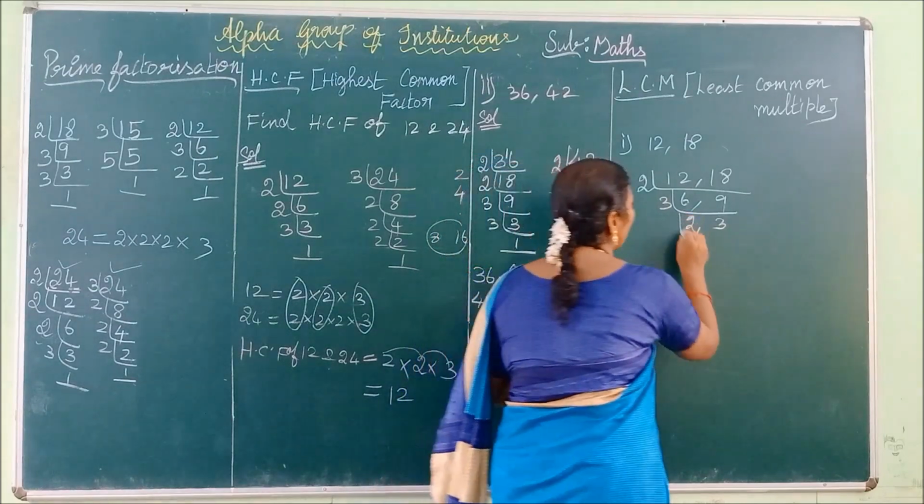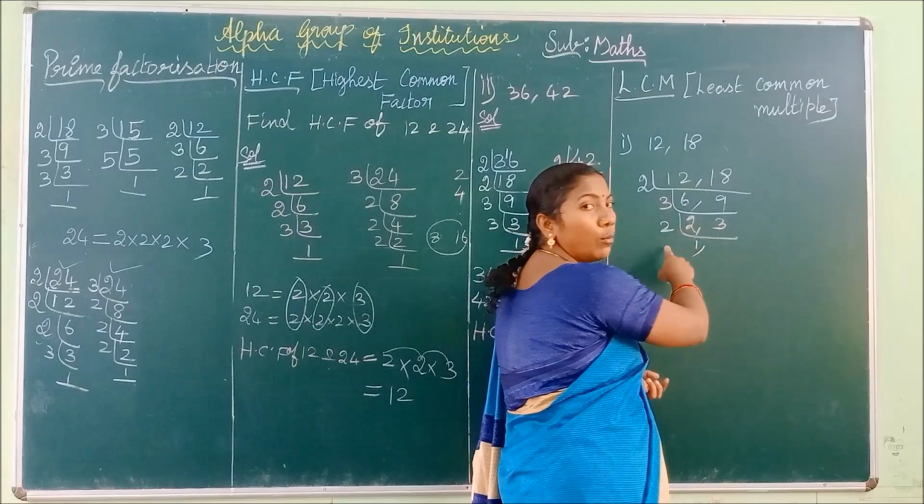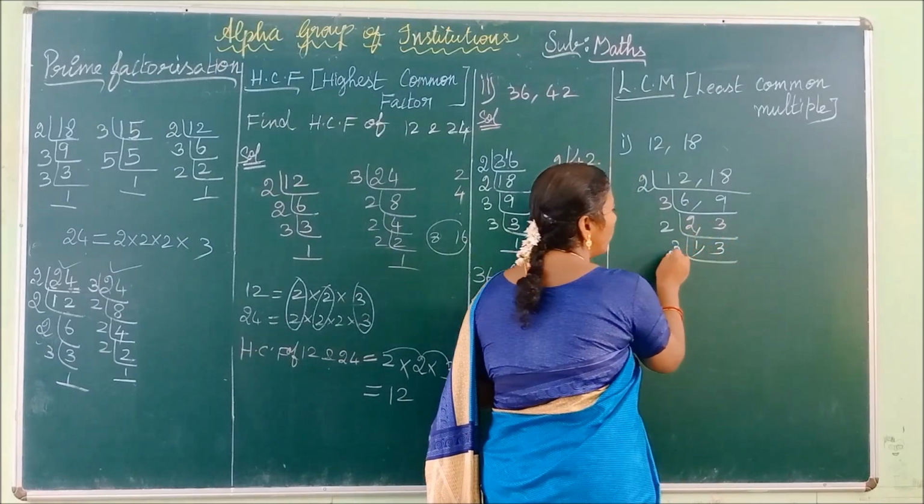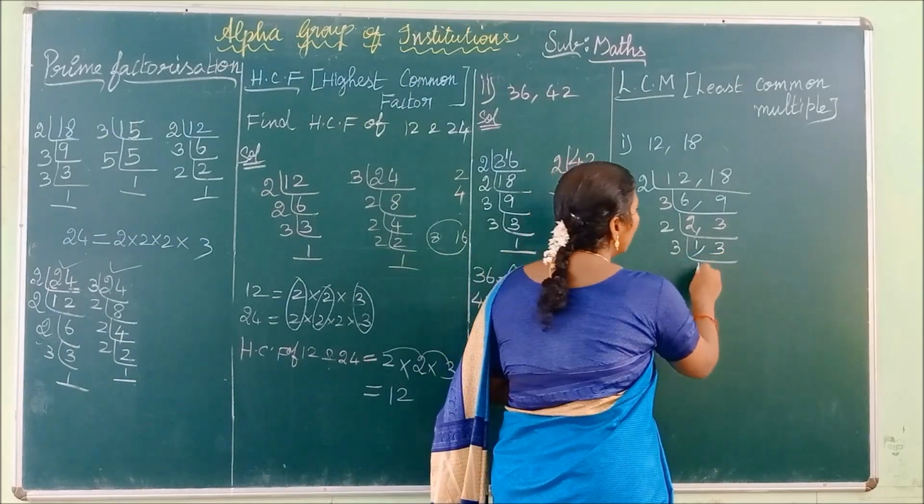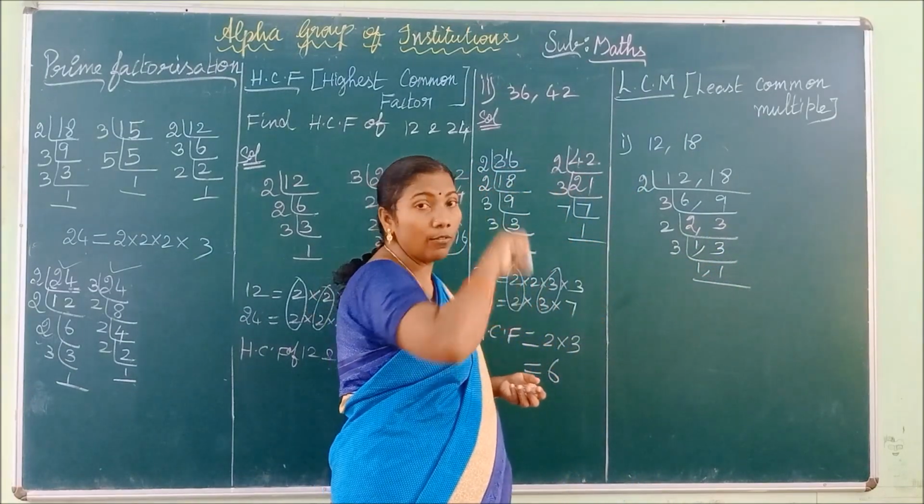First I am choosing the number 2. So 1, 2 is 2. 3 is not divisible by 2, so write the 3 as it is. In the next step you have to use the number 3 to factorize it. So write the 1 as it is, 1, 3 is 3. Thus we have factorized the given numbers.